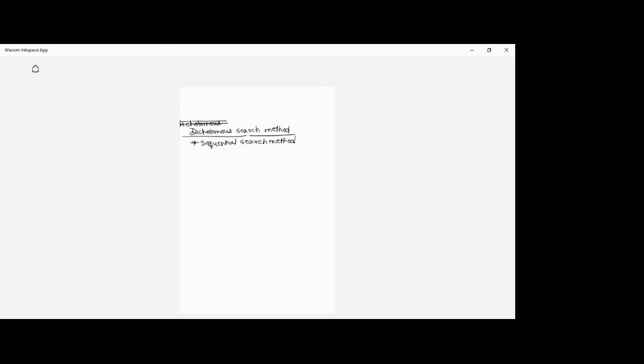So the question is, find the maximum of f = x(1.5 - x) in the interval 0 comma 1 within 10% of accuracy using the dichotomous search technique, right?